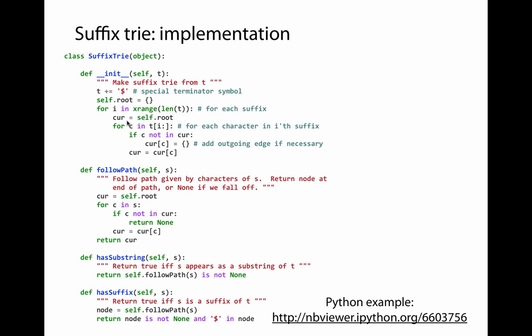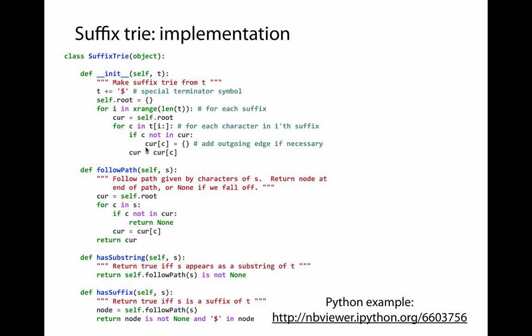We're going to do something starting at the root, so we're going to let cur equal the root. And then for each character in the suffix that we're currently considering, we're going to go down from the root, and we're going to look to see if there's already an outgoing edge on the next character in the suffix. If there is, we'll follow it, and if there's not, we'll create it. And then follow it.